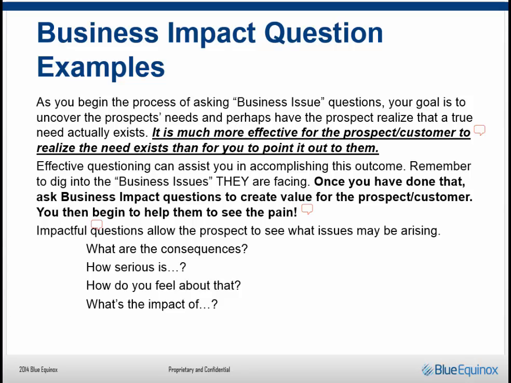This is something that we use in disaster recovery quite frequently when we're selling disaster recovery. It takes advantage of one of the 4 factors of impulse, which is fear of loss. So what are the consequences? How serious would it be if your internet went down for an extended period of time?